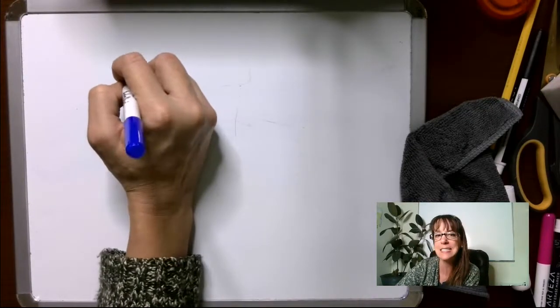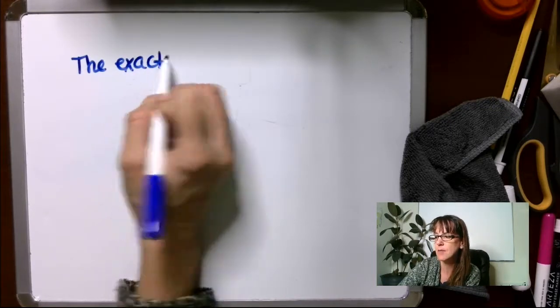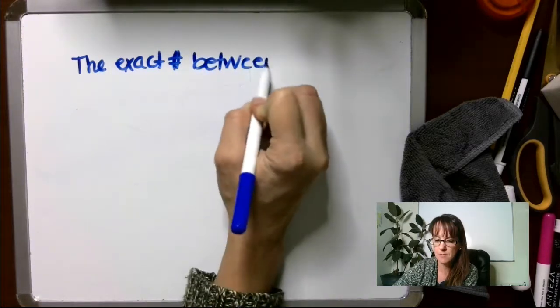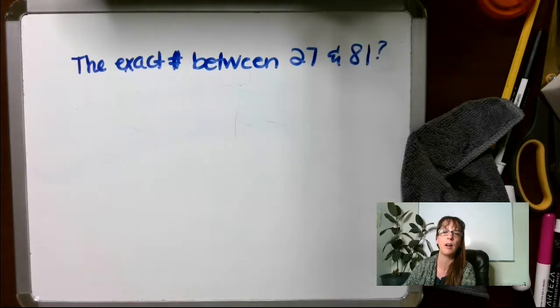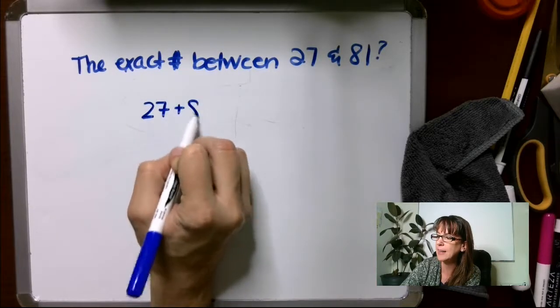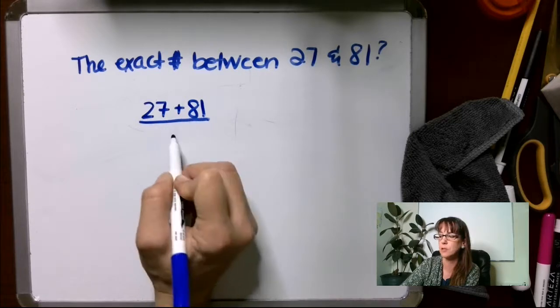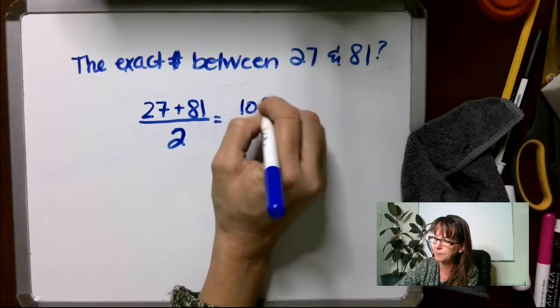So let's say I ask, what is the exact number between 27 and 81? So halfway on either side, right? All we do is we take 27 and we add it to 81, and then we divide by the number of numbers, and there's 2 numbers. Okay? So 27 plus 81 gives me 108.